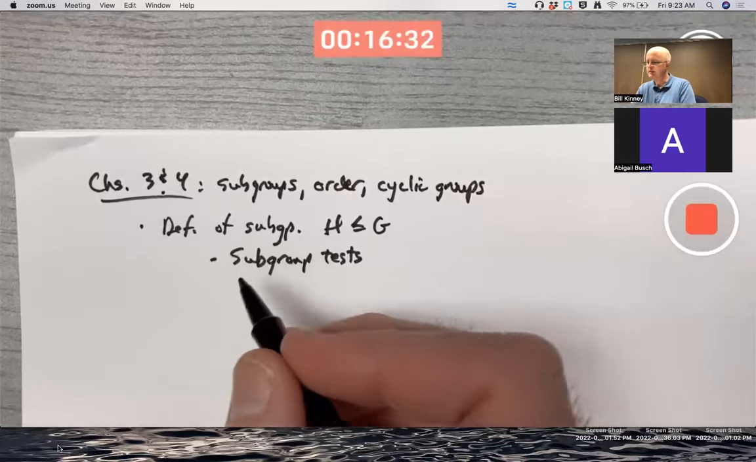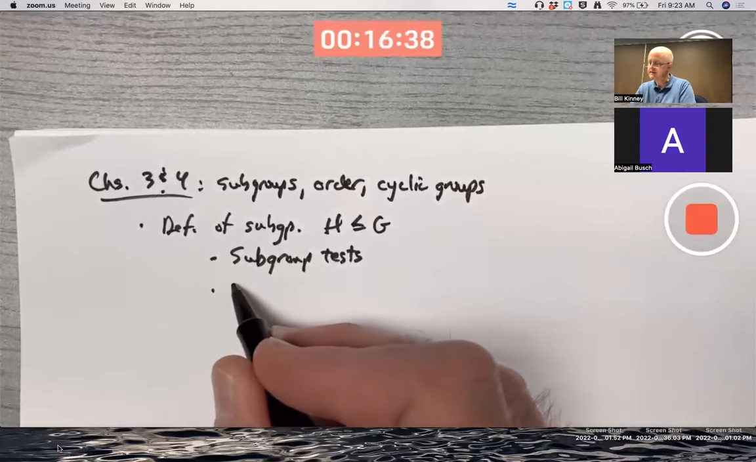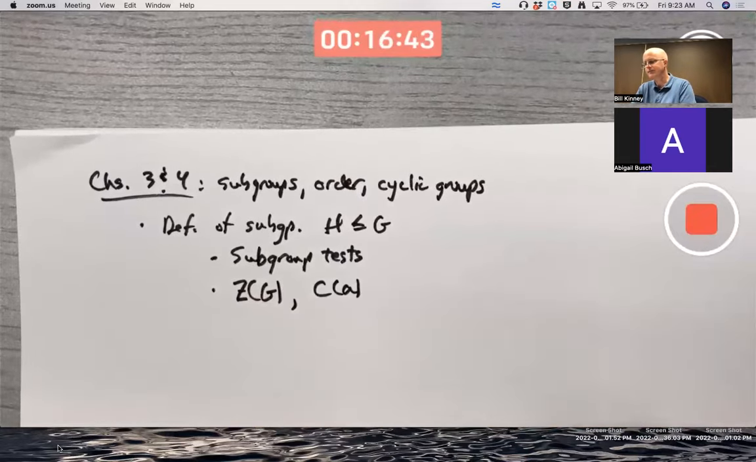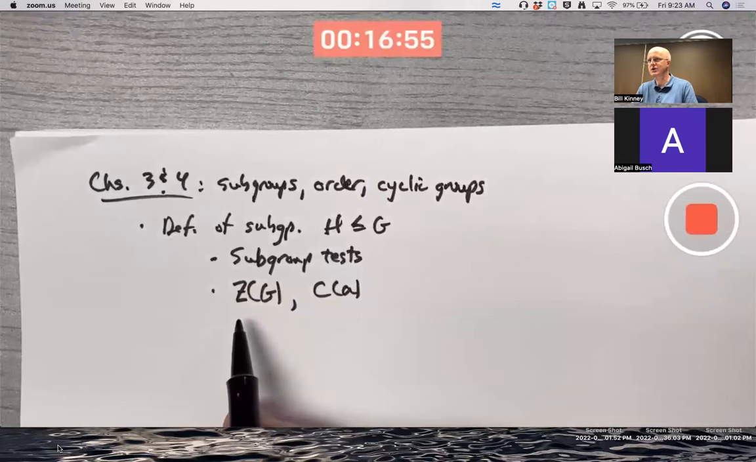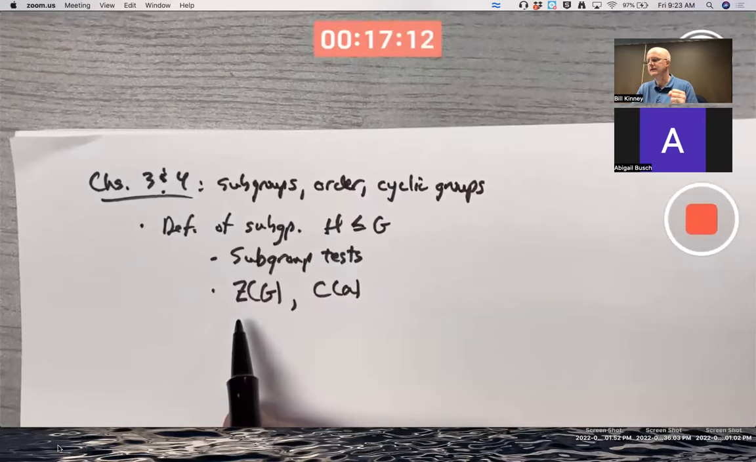Examples of subgroups include, our two main examples, the center of G, Z of G, and the centralizer of an element. The center of G is the set of everything in G that commutes with everything else in G. Say that again. Tracking with me? The center of G is the set of elements in G that commute with everything in G. In extreme cases, that might just be the identity element. In fact, I think with D3 isomorphic to S3, it's just the identity.